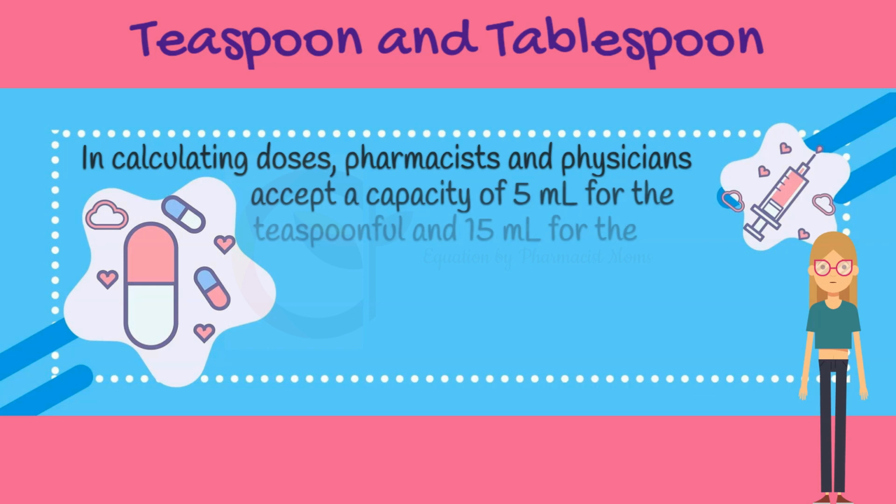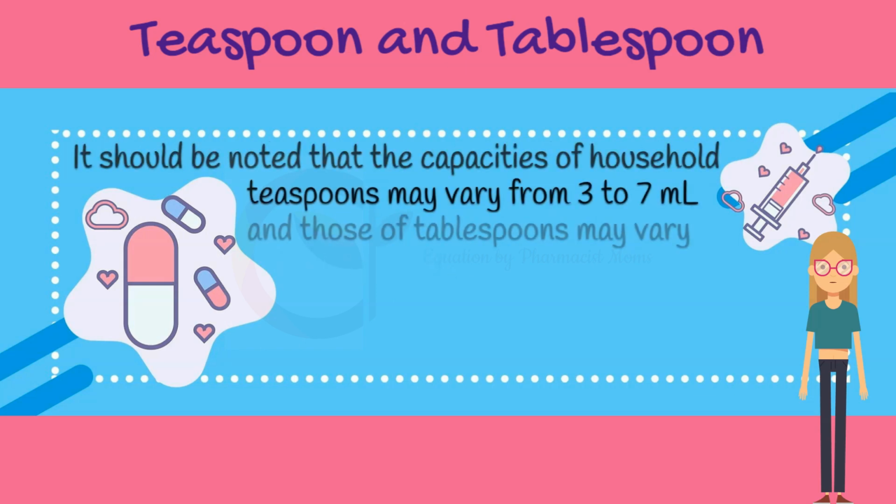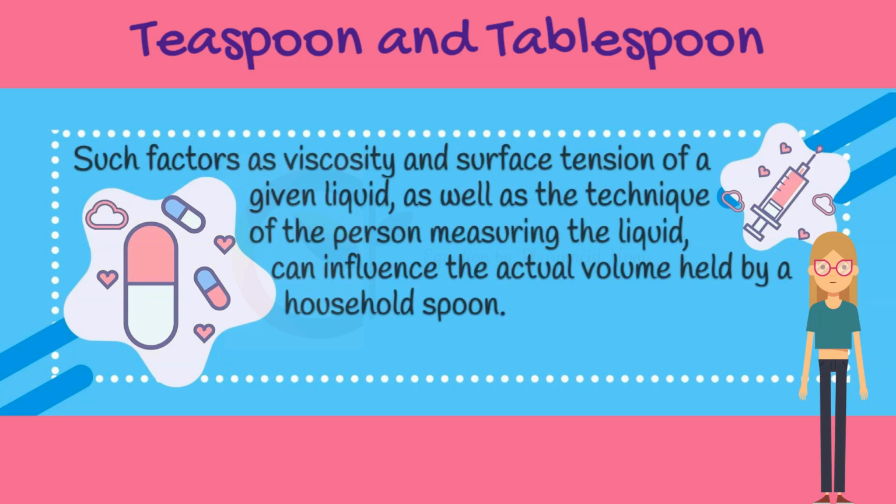In calculating doses, pharmacists and physicians accept a capacity of 5 milliliters for the teaspoonful and 15 milliliters for the tablespoonful. It should be noted that the capacities of household teaspoons may vary from 3 to 7 milliliters, and those of tablespoons may vary from 15 to 22 milliliters. Such factors as viscosity and surface tension of a given liquid, as well as the technique of the person measuring the liquid, can influence the actual volume held by a household spoon.